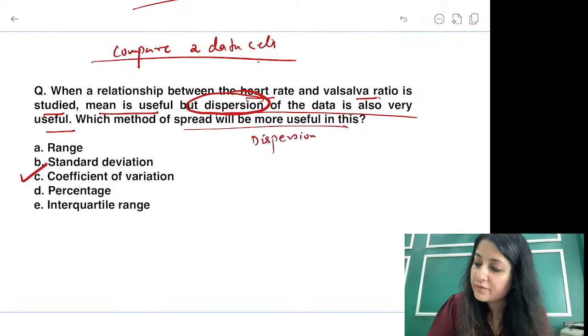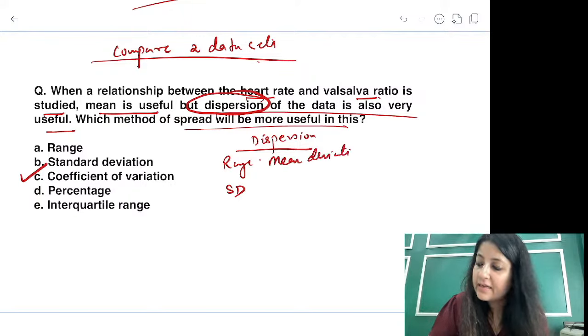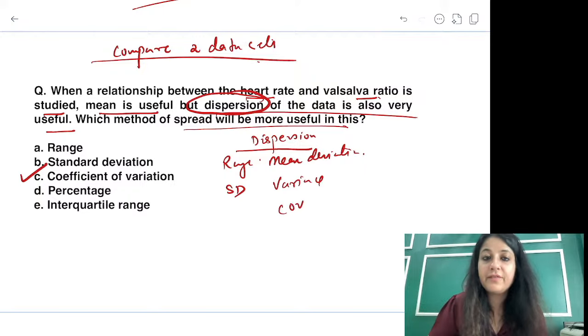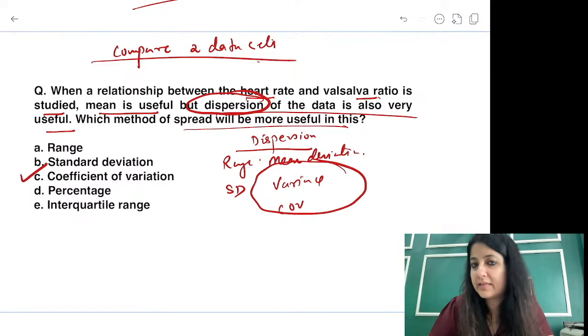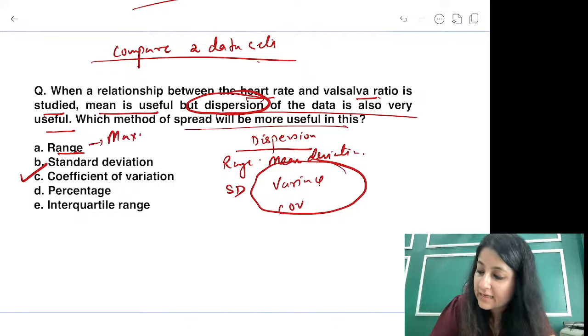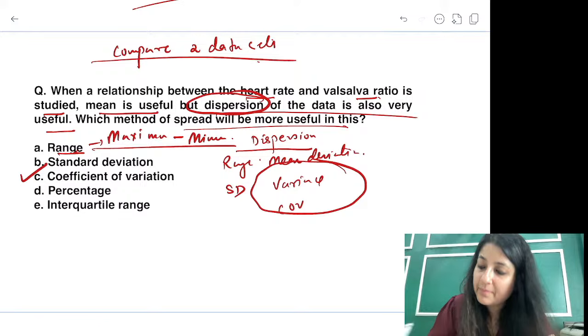So you should immediately remember what the measures of dispersion are, guys. You have range, standard deviation, mean deviation, variance, and coefficient of variation. Now variance and coefficient of variation are used when we have to compare two data sets. Range is for one. What is the formula for range, guys? Maximum minus minimum.